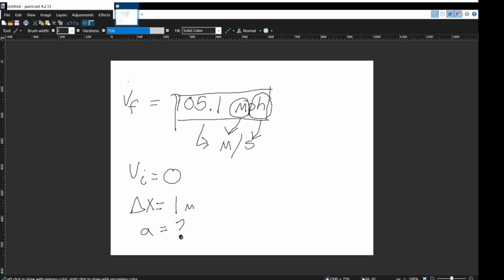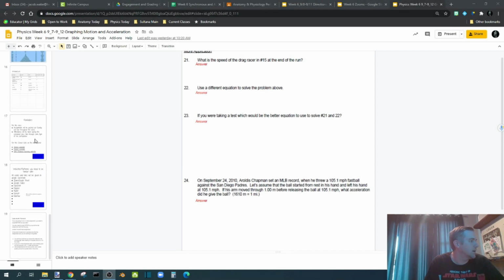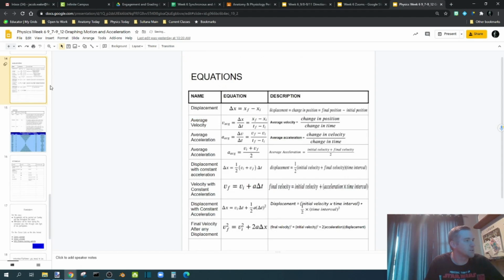Well, if we go back to our slides and you look down at our equations, we don't have the acceleration, but we have our change in x, and we have our initial velocity and final velocity. So how do we find that acceleration? Well, we may want to rework this equation right here. So check out that equation, see if you can rework it.